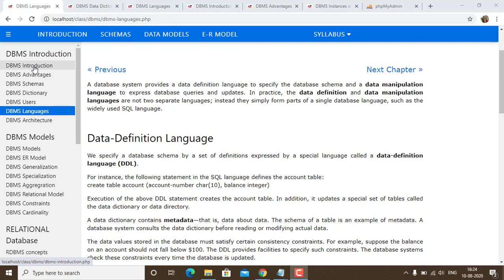In our previous chapters, we have discussed database introduction. We have also seen database advantages. We have seen DBMS schemas. Then we have seen the data dictionary and database users. We have completed till here. Now we are proceeding to database languages.